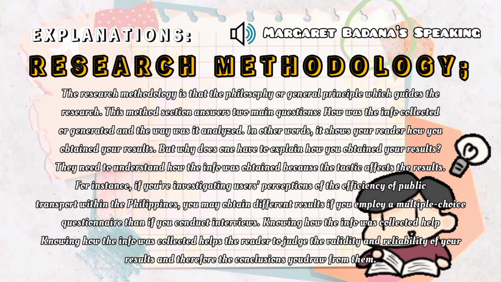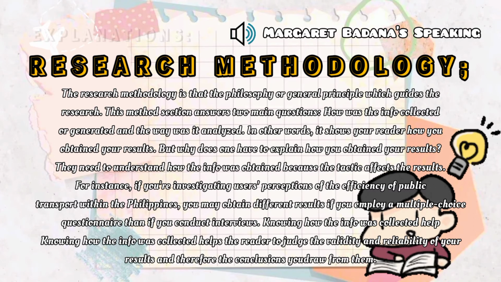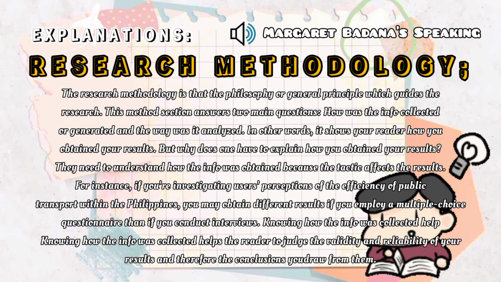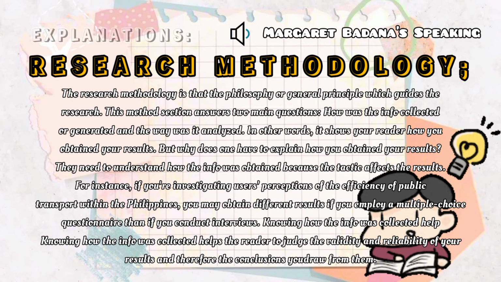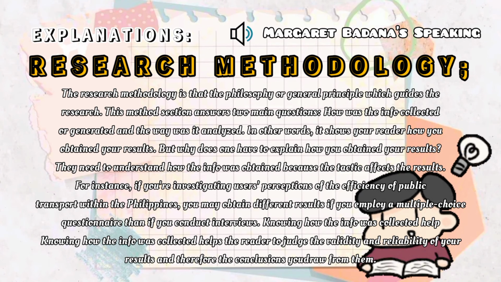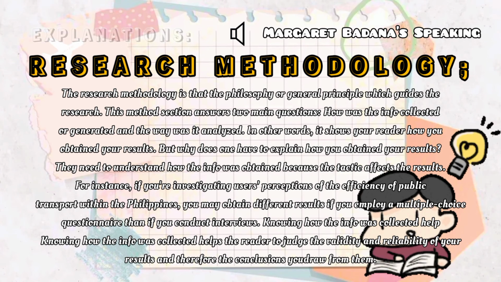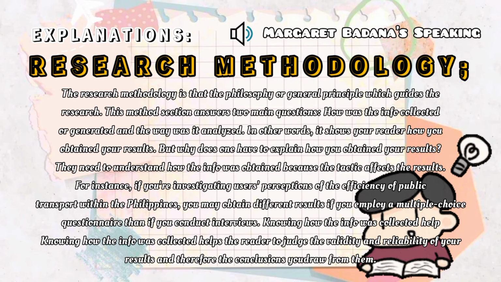This method section answers two main questions: how was the data collected or generated, and how was it analyzed? And the difference between the research methodology and research methods. And yes, these two are not the same. Research methodology is a chapter that shows how the problem will be investigated, a chapter that contains the plan in collecting and analyzing data. This part discusses the following elements: research design, respondents, sample and sampling technique, instruments, and statistical treatment.